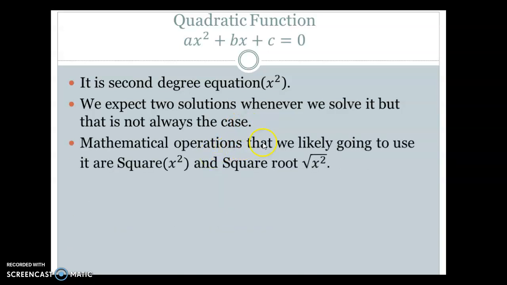The mathematical operations that we are likely going to use in solving a quadratic equation, or we are going to see in the quadratic equation, are x squared and the square root, which is the square root of x squared. If we want to undo the square, we apply the square root to get rid of one another.